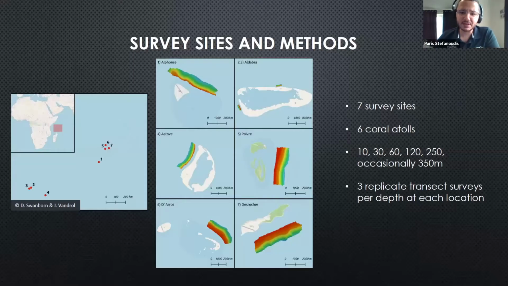So briefly, for those that have joined us right now, during the 2019 First Ascent Seychelles expedition, we surveyed a total of 7 sites spread out across 6 coral atolls. We surveyed specific depths: 10 meters, 30, 60, 120, 250, and occasionally 350 meters. We had 3 replicate transect surveys per depth at each location. Overall, it was a little above 100 transect surveys that we have processed.